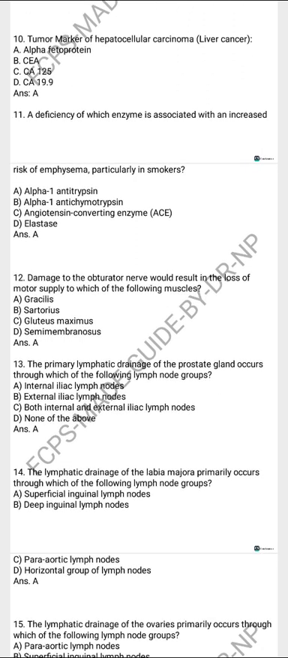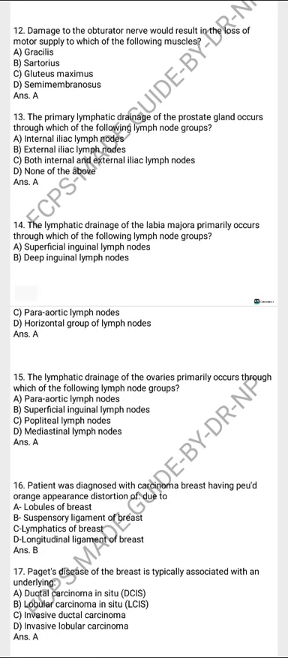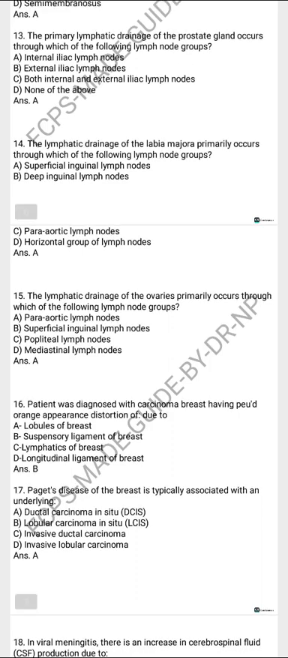Damage to the obturator nerve would result in the loss of motor supply to which of the following muscles? That is the gracilis. The primary lymphatic drainage of the prostate gland occurs through which lymph nodes? The internal iliac lymph nodes. The lymphatic drainage of the labia majora primarily occurs through the superficial inguinal lymph nodes. The lymphatic drainage of the ovaries primarily occurs through the para-aortic lymph nodes.